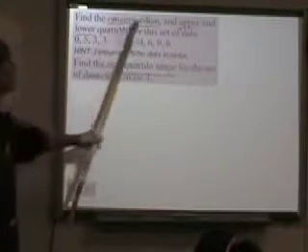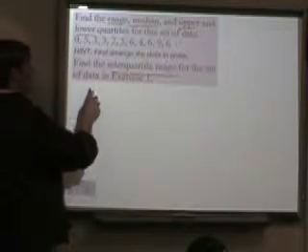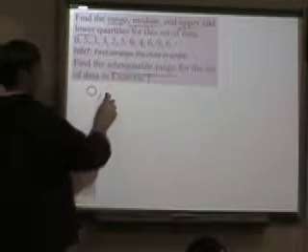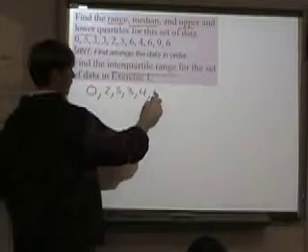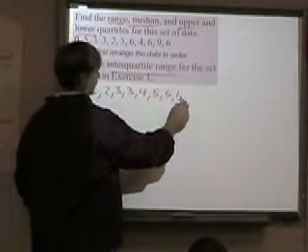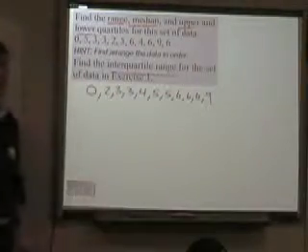Alright, now we are going to together find the range, median, upper, lower, and the interquartile range for this set of data. We know the first step in doing so is to do what, Katie? Put the numbers in order from least to greatest. So what are they? 0, 2, 3, 3, 4, 5, 5, 6, 6, 6, 9. Okay? So there's our data from least to greatest.